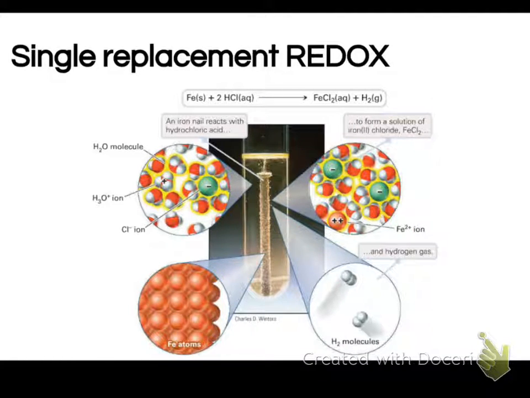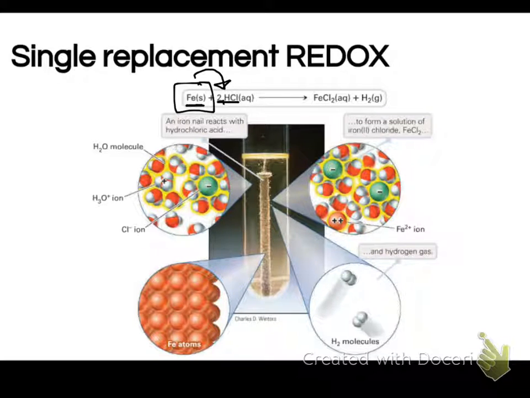And so the single replacement reaction shown here is just iron, it's a nail, being added to hydrochloric acid. And so the reason I know it's a single replacement reaction is because it's starting with an element. Iron in the solid form is an element. And it's mixing it with a compound. And when we do that, what happens is the element will react.